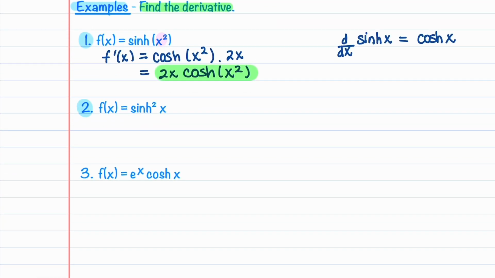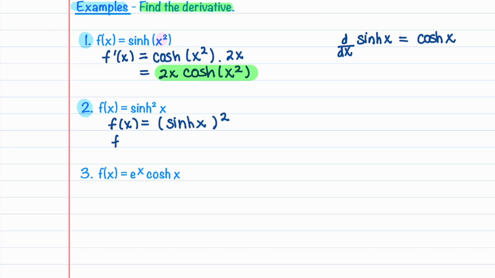Let's now look at our second example. F of x is sinh² of x. I am going to first rewrite this as f of x is equal to the quantity sinh x, squared. When we see it written like that, we can know that we are going to have to use the power rule to take the derivative.